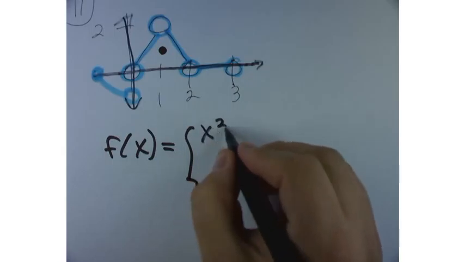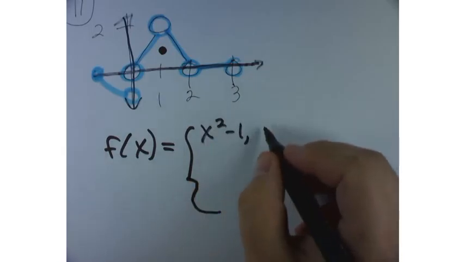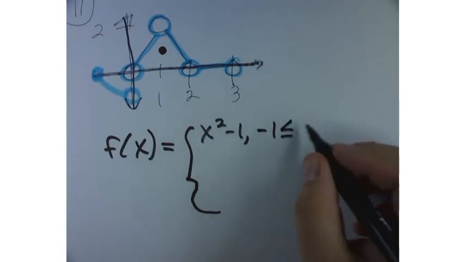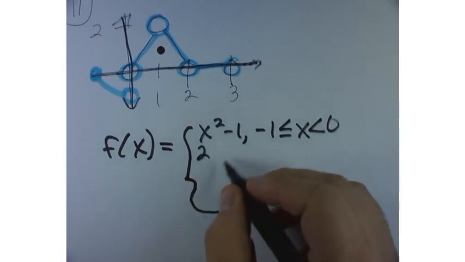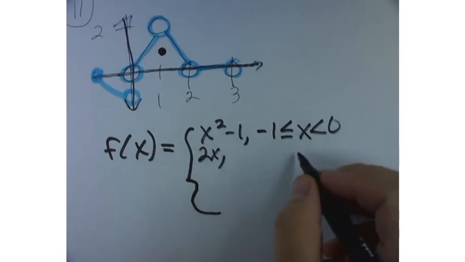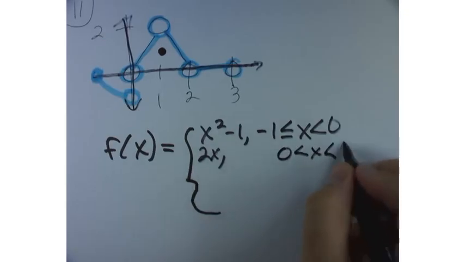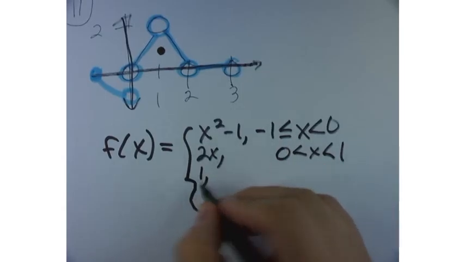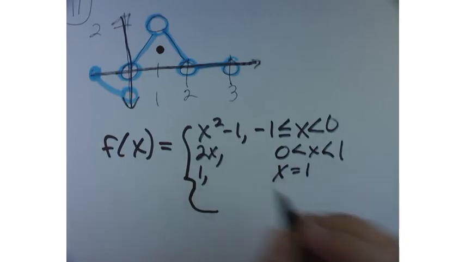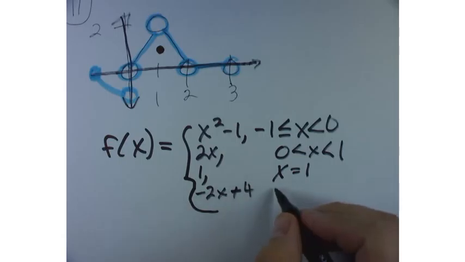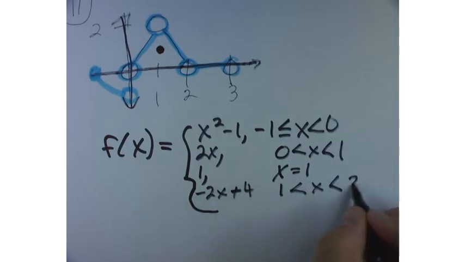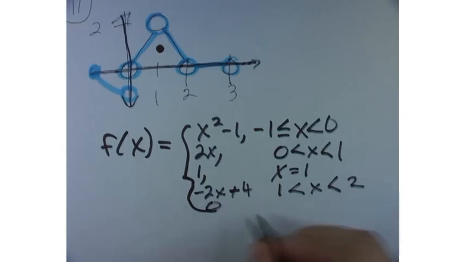It's x squared minus 1 when x is from negative 1 to 0, then we say that the function is 2x when x lives from 0 to 1, and then we say 1 when x equals 1, and then negative 2x plus 4 when x is between 1 and 2, and then 0 when we go from 2 to 3. And so this is the domain of the function.